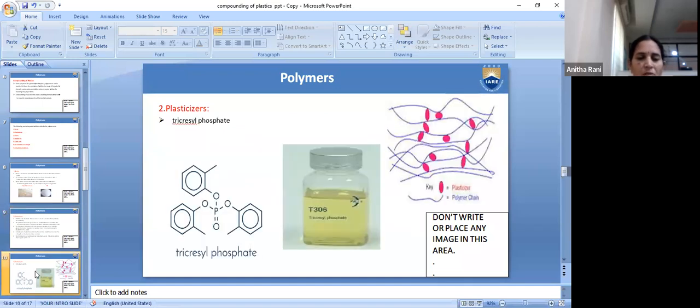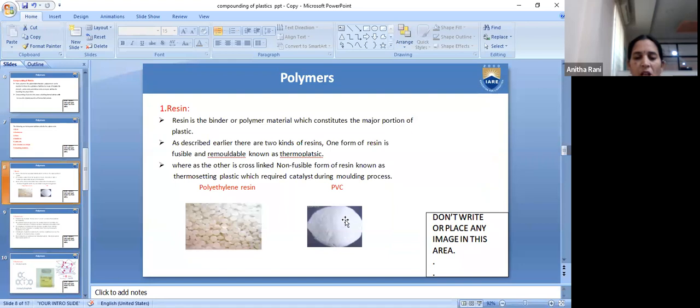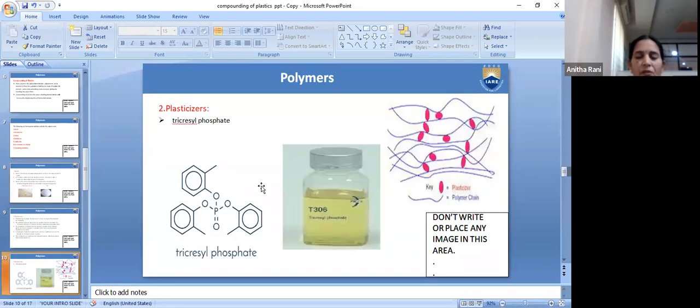For example, students, we add tricresyl phosphate. This is the chemical that we add in the polymer resin. When we add it, it breaks the intermolecular forces between the polymer chains. So these plasticizers go and stay between the polymer chains, increasing plasticity and flexibility.